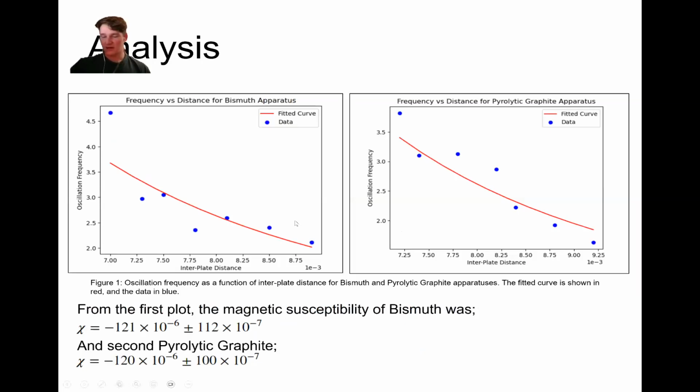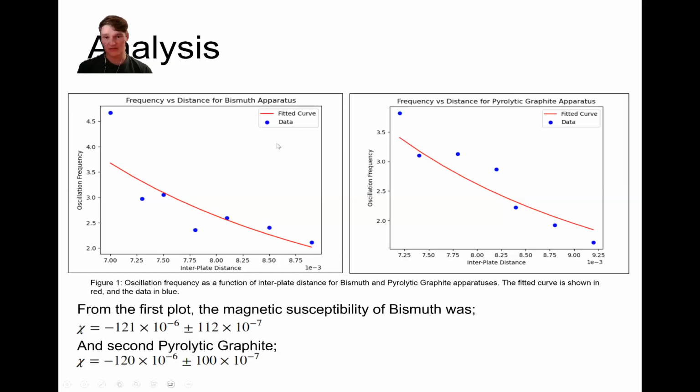So here's our analysis. Graph 1 is the frequency versus interplate distances for the bismuth apparatus. And then here is the same for the pyrolytic graphite apparatus. From our calculations from the first plot, the magnetic susceptibility of bismuth was found to be negative 121 times 10 to the negative 6 plus or minus 112 times 10 to the negative 7. And pyrolytic graphite was found to be negative 120 times 10 to the negative 6 plus or minus 100 times 10 to the negative 7.